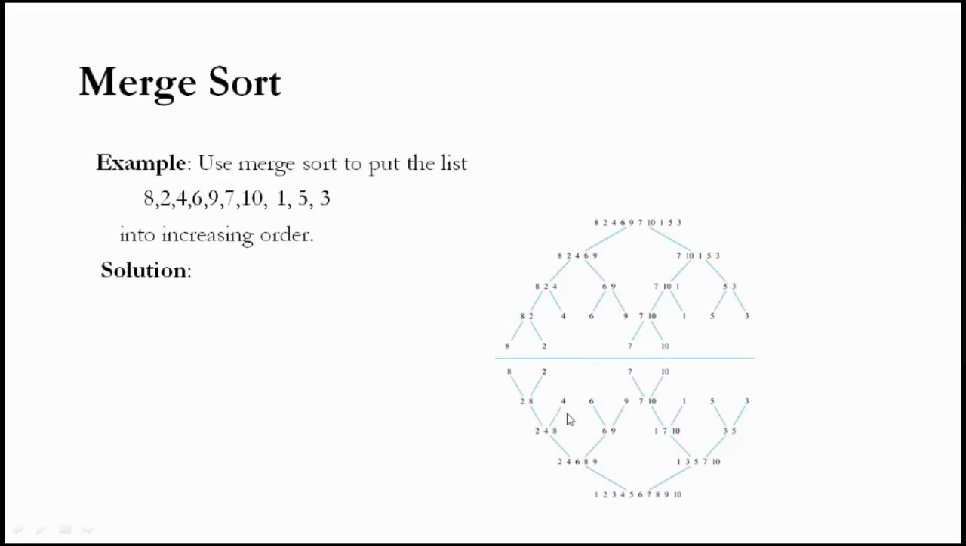Then 2, 8 will be there. Then 4 is compared with 2 and 8. So 2, 4, 8. Like that, it finally combines everything. So that is the reason it will give you the time complexity of order of n log n.